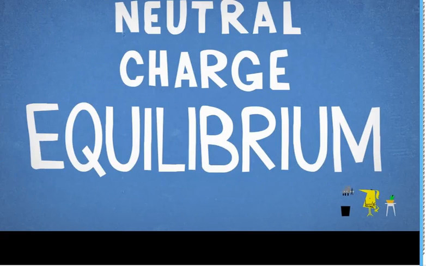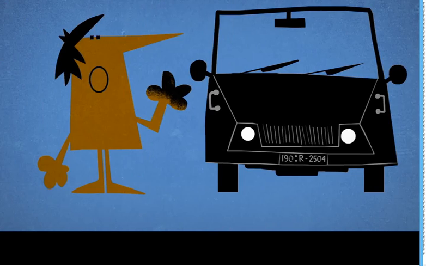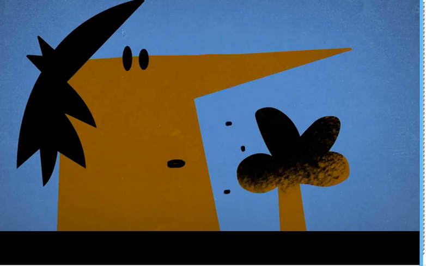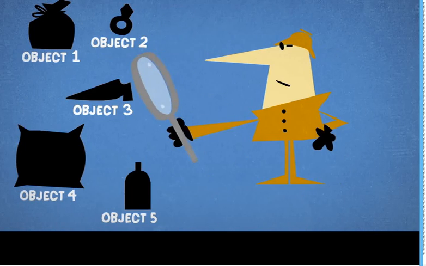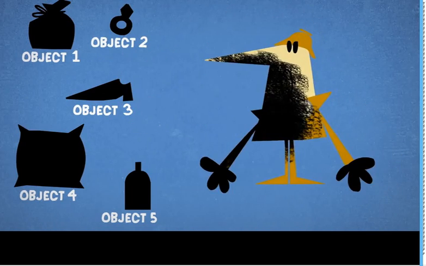In an attempt to restore the neutral charge equilibrium. And this quick movement of electrons, called static discharge, is what we recognize as that sudden spark. This process doesn't happen with just any objects. Otherwise, you'd be getting zapped all the time.